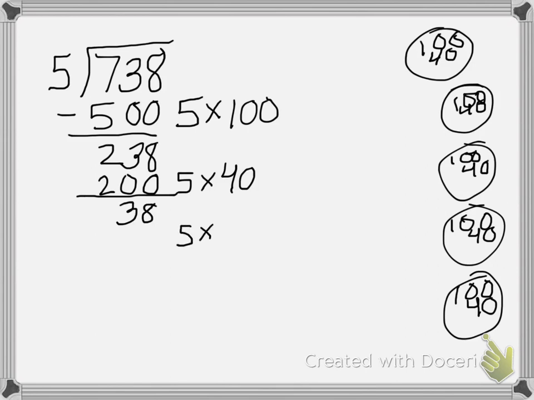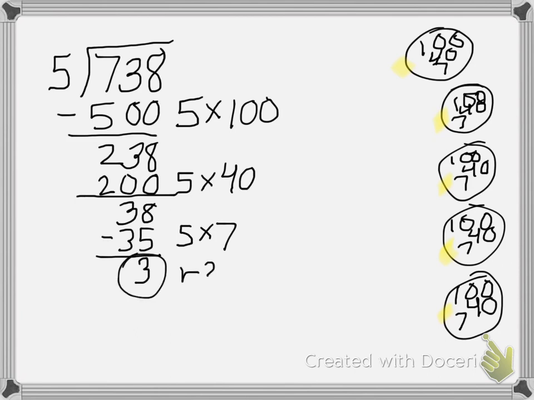So 5 times what? 5, 10, 15, 20, 25, 30, 35. That's 5 times 7. So if I put 7 in every one of my groups, that's 5 times 7. Now I've put 35 more in my groups, and I'm going to subtract, and now I have 3. So think of it as these 3 little ones. There's no way that I can divide 3 into 5 groups evenly. So 3 is my remainder.